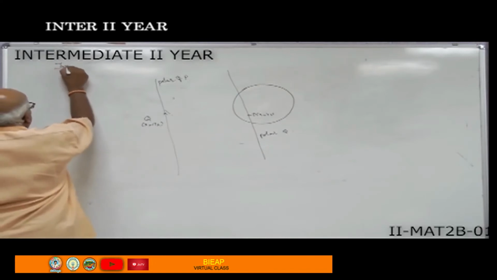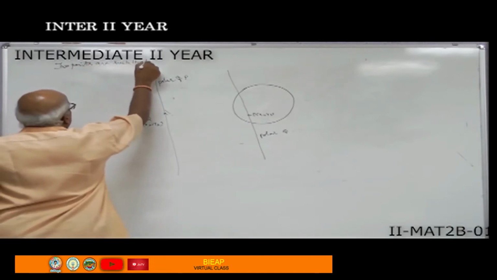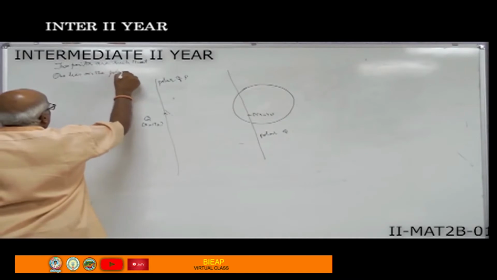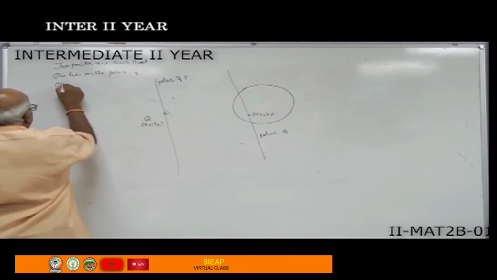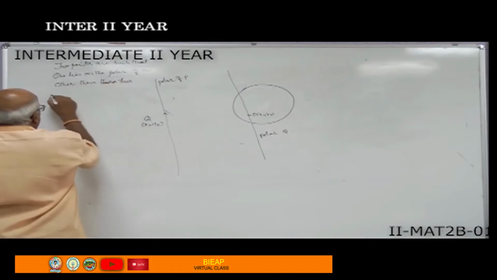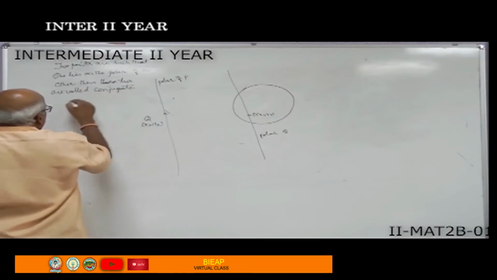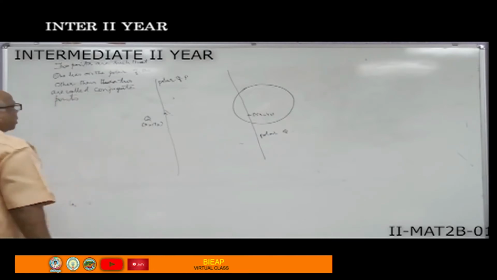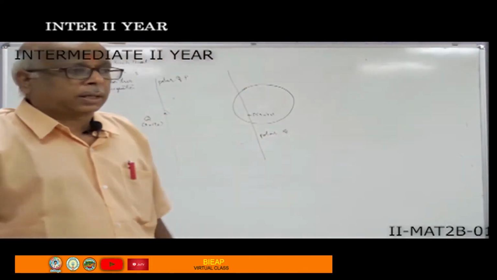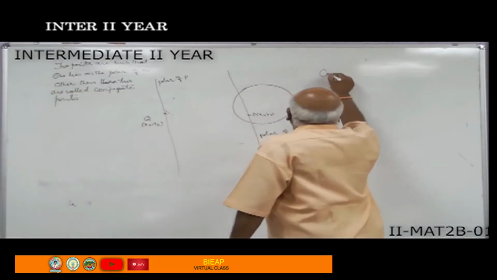I repeat, 2 points are such that one lies on the polar of the other, then those 2 points are called conjugate points. Then how about conjugate lines?